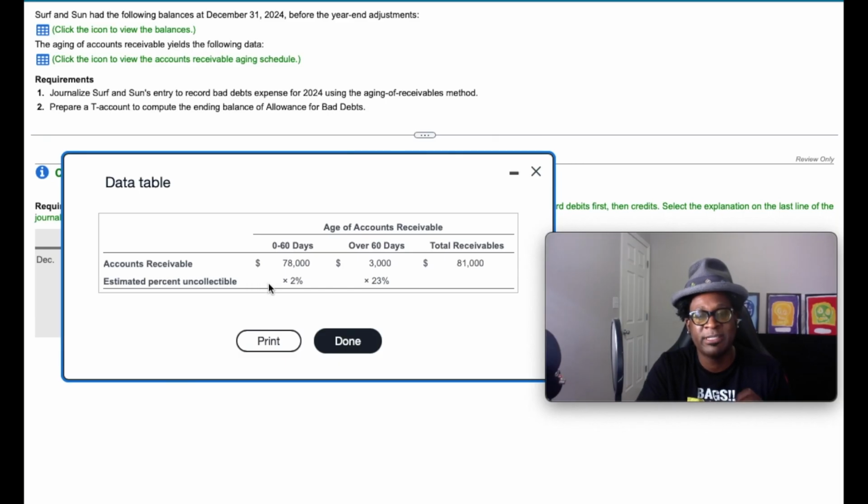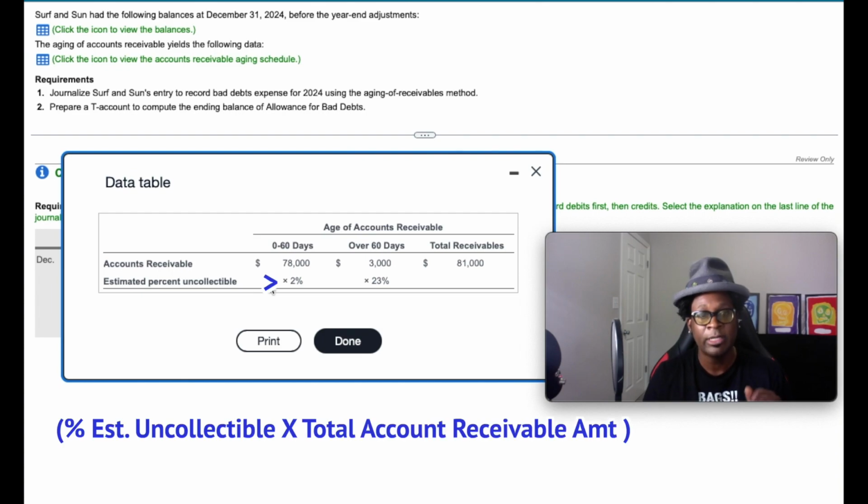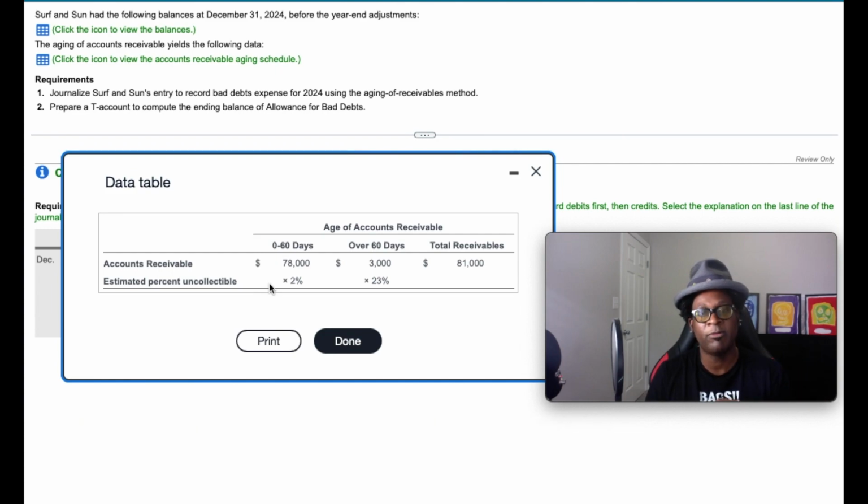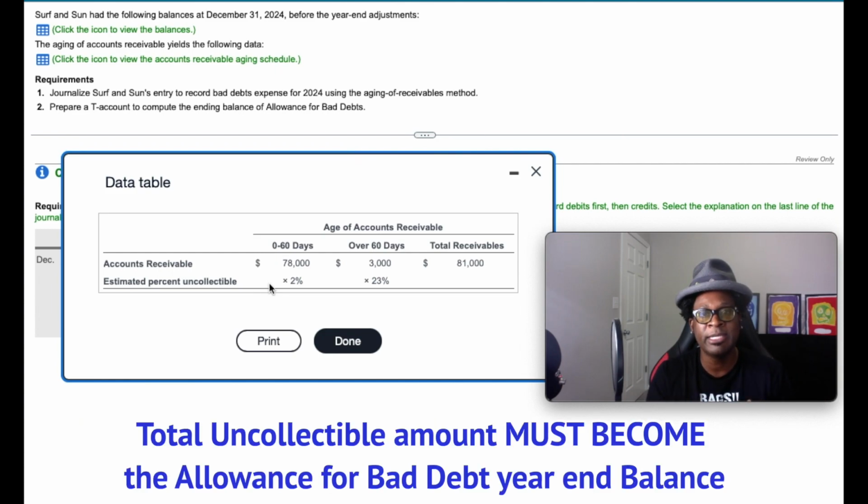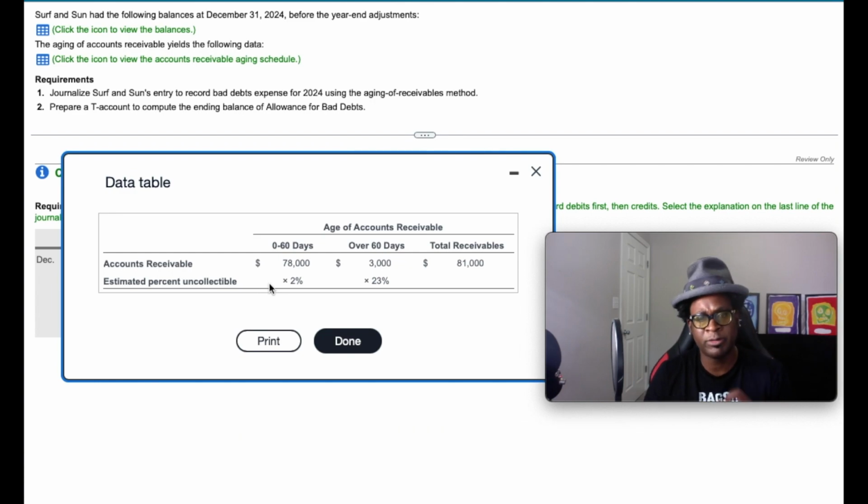That's why we can see the big jump from 2% for 0 to 60 days to 23% for over 60 days. So what we do with this table is simply multiply the estimated percent of uncollectible times the respective accounts receivable amount to get the amount of uncollectability. Once we total the amounts from the table, that will be our allowance for bad debt account balance, and we must make the appropriate adjusting entry in order for it to be represented on the balance sheet.